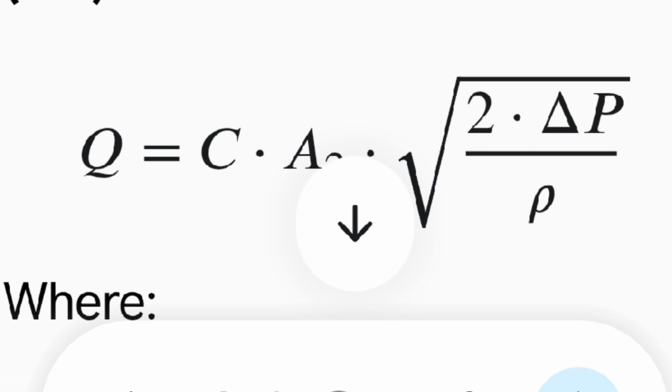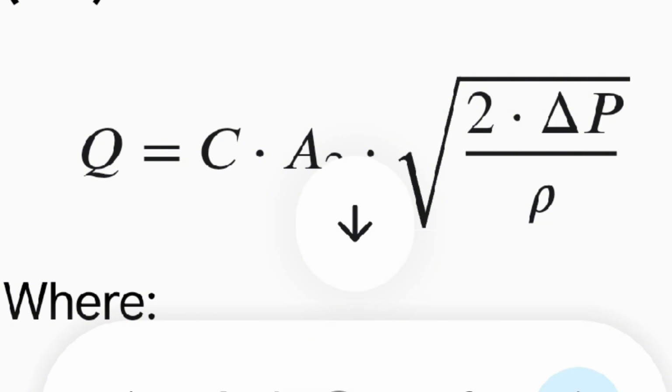Where Q equals volumetric flow rate. C equals discharge coefficient, which accounts for fluid friction and velocity profile. A_2 equals cross-sectional area of the orifice bore. ΔP equals differential pressure, P_1 - P_2. ρ equals fluid density. Important field note.